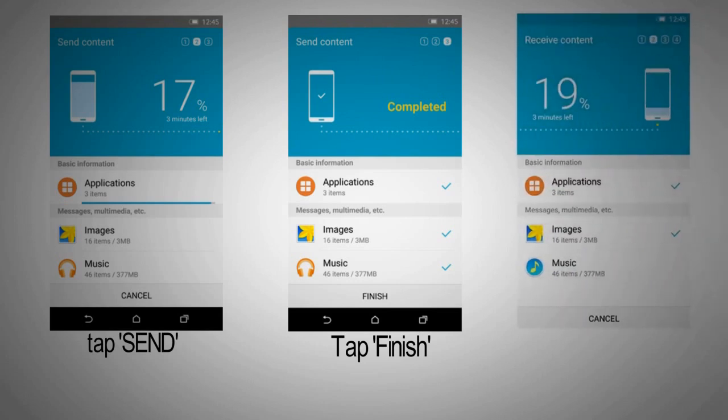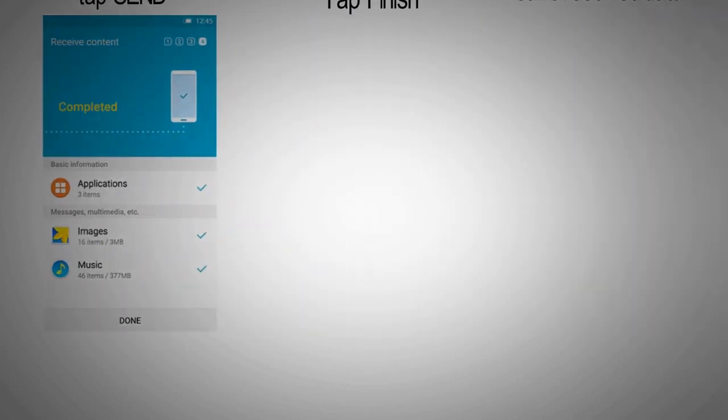Next step. Your new Samsung Galaxy will analyze and save the received data. Next. A complete message on the receiving device means you're good to go.